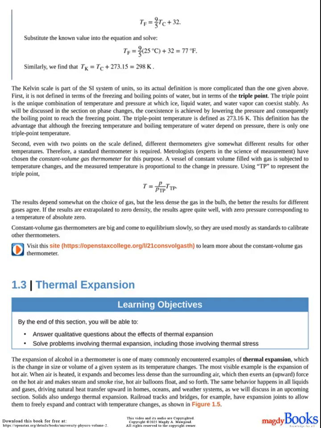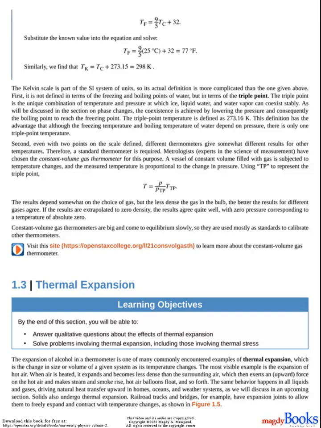The Kelvin scale is part of the SI system of units, so its actual definition is more complicated than the one given above. First, it is not defined in terms of the freezing and boiling points of water, but in terms of the triple point. The triple point is the unique combination of temperature and pressure at which ice, liquid water, and water vapor can coexist stably. As will be discussed in the section on phase changes, the coexistence is achieved by lowering the pressure and consequently the boiling point to reach the freezing point. The triple point temperature is defined as 273.16 K.